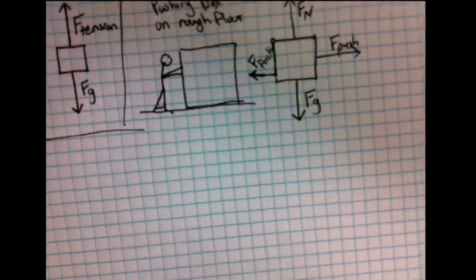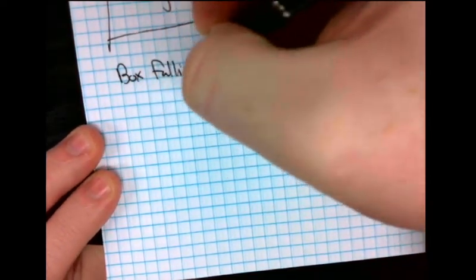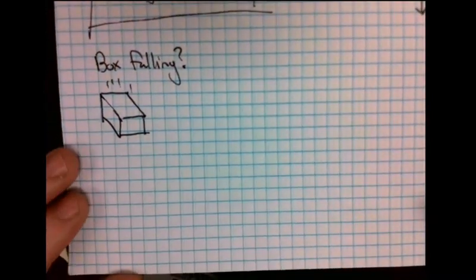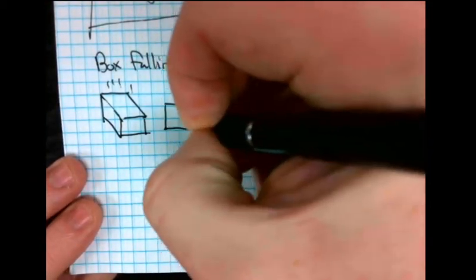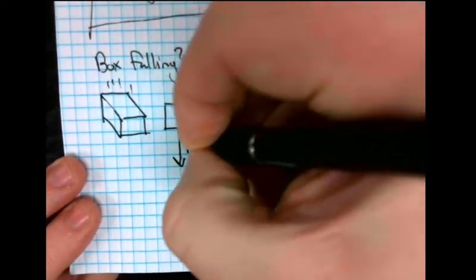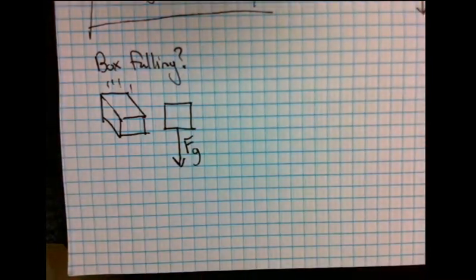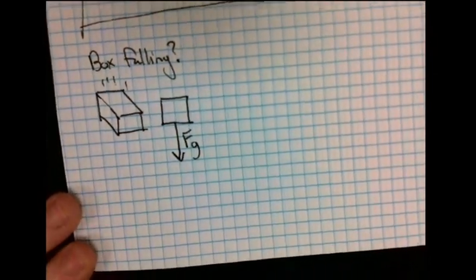Okay, what else do we got? Let me move my camera so I got a little bit more space. What about a box that is just falling? So I've got my beautiful, beautiful cube, and it's just falling down. It's not attached to anything. Well, the only thing that would be acting on it then, if we ignore air resistance, would be force of gravity. The force of gravity is the only thing impacting that object while it's falling through the air.